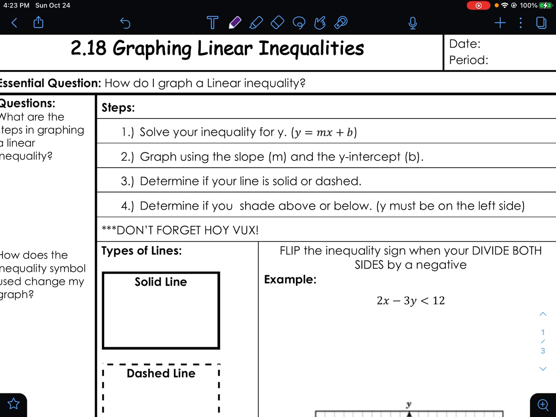First, we're going to solve the inequality for y. That puts it in y equals mx plus b form. Once we have that form, we can go to step 2. We can graph it using the y-intercept and the slope. We've been practicing that for a few days.